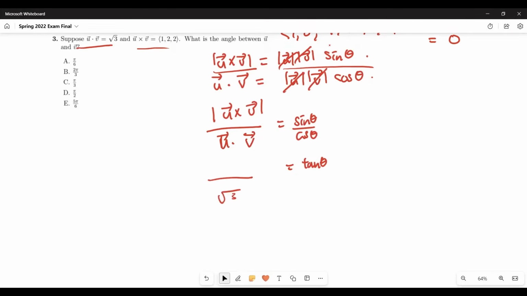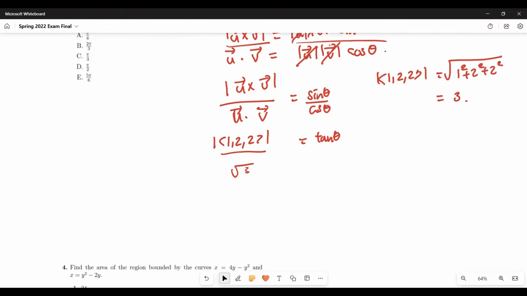the magnitude of (1, 2, 2) over square root of 3. The magnitude of (1, 2, 2) is the square root of 1 squared plus 2 squared plus 2 squared, which is 3. So 3 over square root of 3 is tangent theta. So this is 3 square root of 3 over 3. So this becomes tangent theta equals square root of 3.